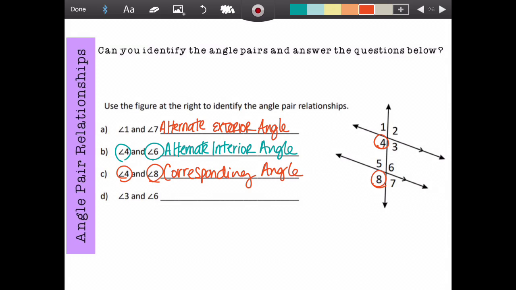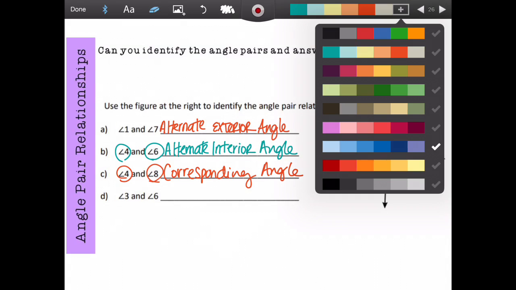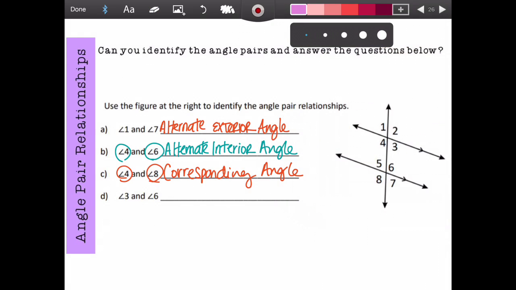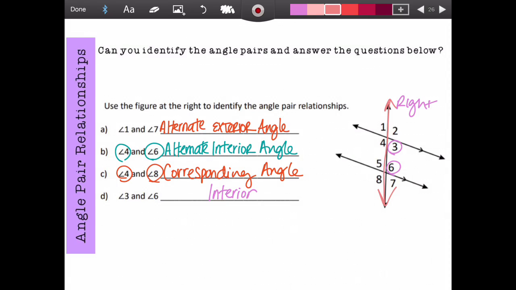All right, and last but not least, example D. Again, I'm going to erase this just to give us a clear picture. Going to get a different color. Example D asks us to look at angle pairs 3 and 6. First thing I want to notice is that they are interior, okay? They're in between the parallel lines. The next thing I notice is that they are both on the right side of this transversal right here. That leads me to believe that they're on the same side. So same side interior angles is what you should have had for answer D.